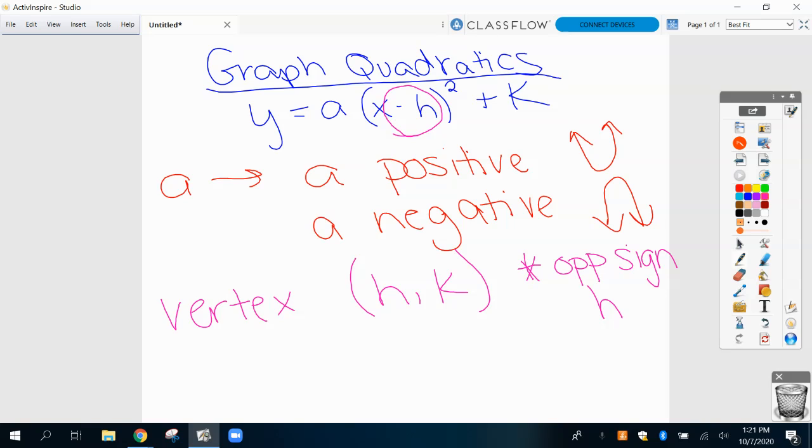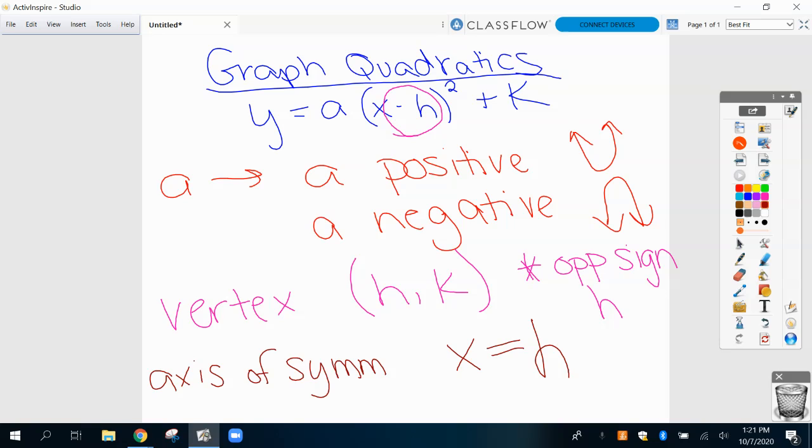Then we also talked about how the vertex splits that quadratic directly in half, right? It goes right down the middle. That line directly down the middle is called the line of symmetry, okay? Or sometimes we call it the axis of symmetry. Okay, so the line of symmetry or the axis of symmetry, and I'm just going to sort of shorten the word symmetry, is always x equals, so no matter what, we're putting x equals, and then x equals h.